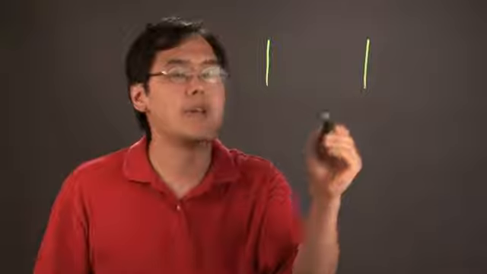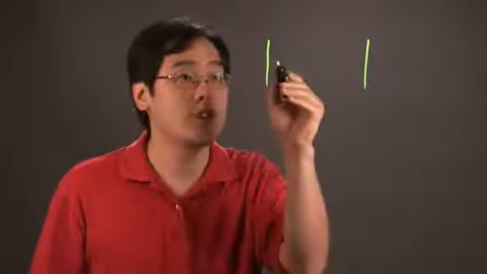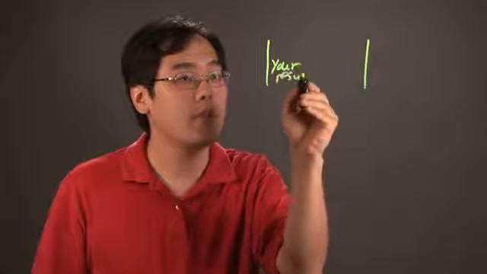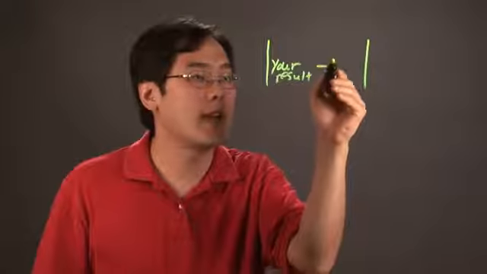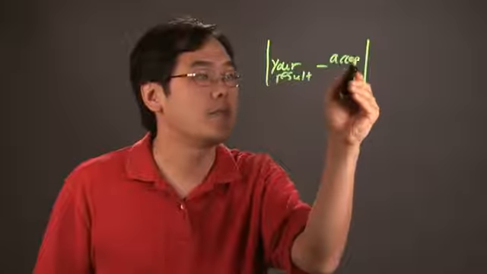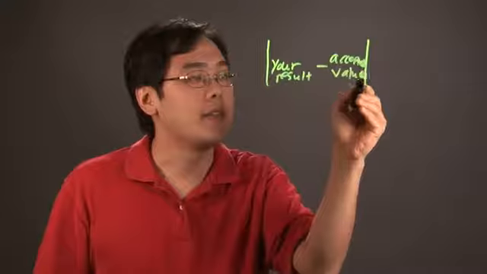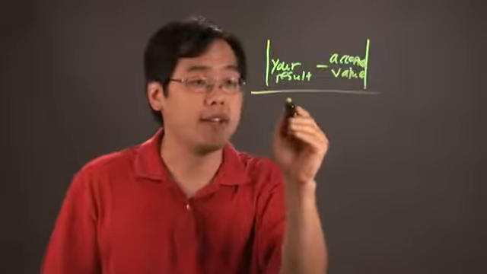Now, first, what you have to think about is your numerator is going to be an absolute value expression. So what you need to do is take your result and subtract the accepted value. Okay, and then you want to divide by the accepted value.